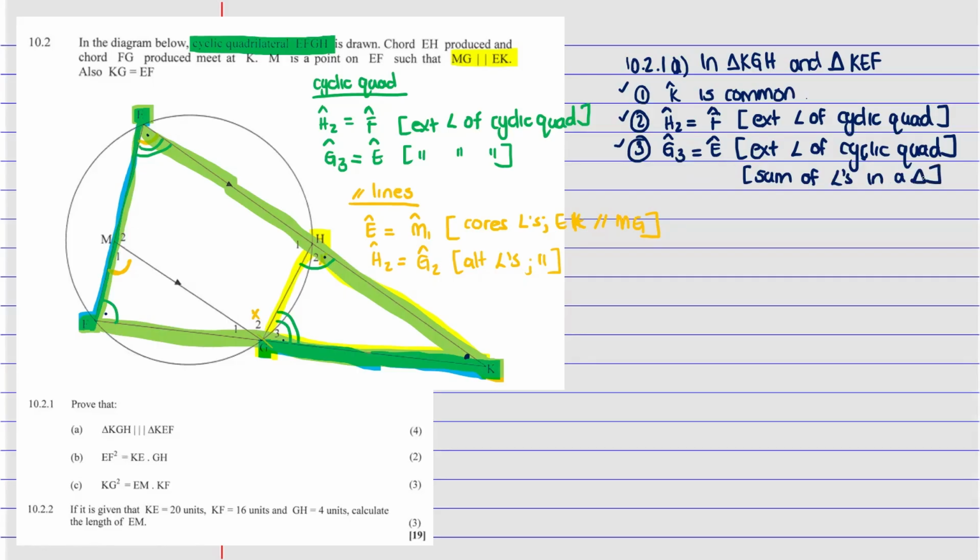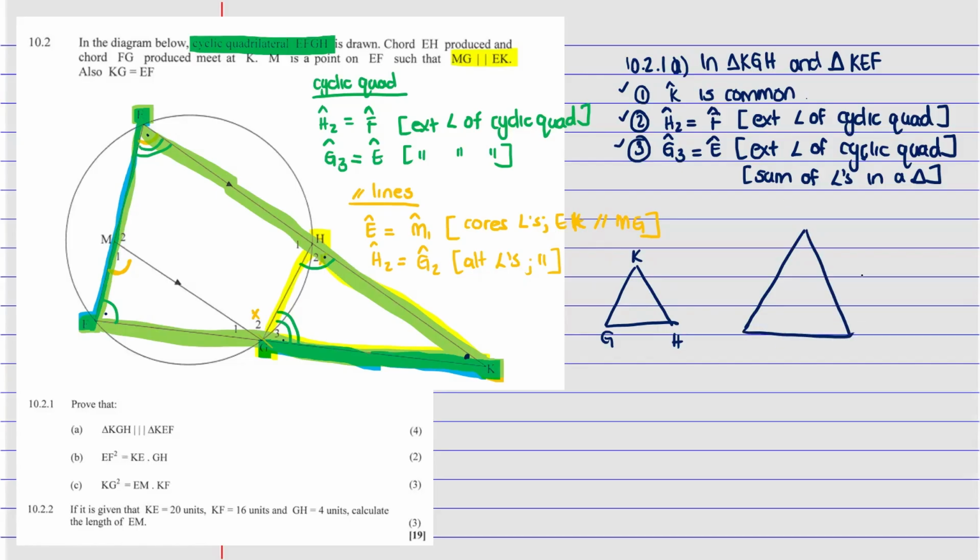Does that make sense why we can conclude that? Should I explain why we can conclude that so that you can understand it? Yes, ma'am. Okay, cool. So I'm going to just rewrite the triangles. Let's say we have this triangle, which is the small one, and the small one is KGH. And we have a bigger triangle.